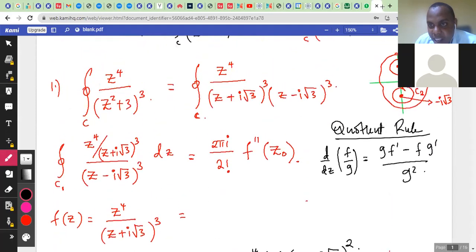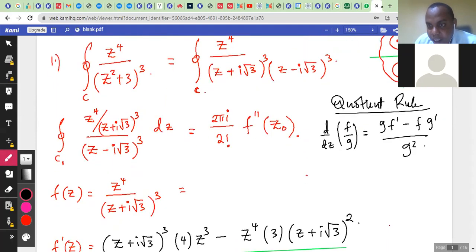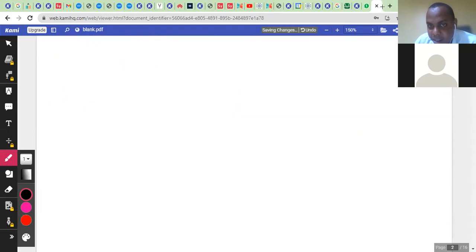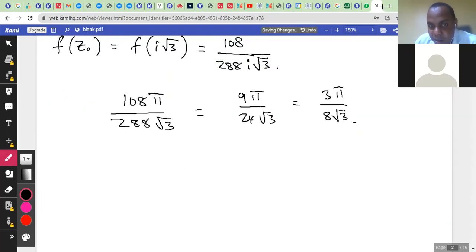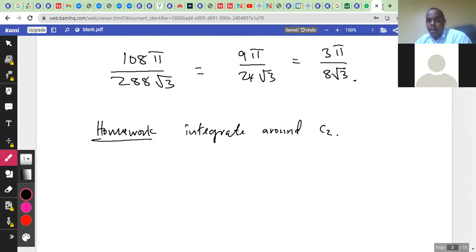So we've done it around C1. Okay, yes. That's your homework. Yeah, I'll do the C2. Integrate around C2.